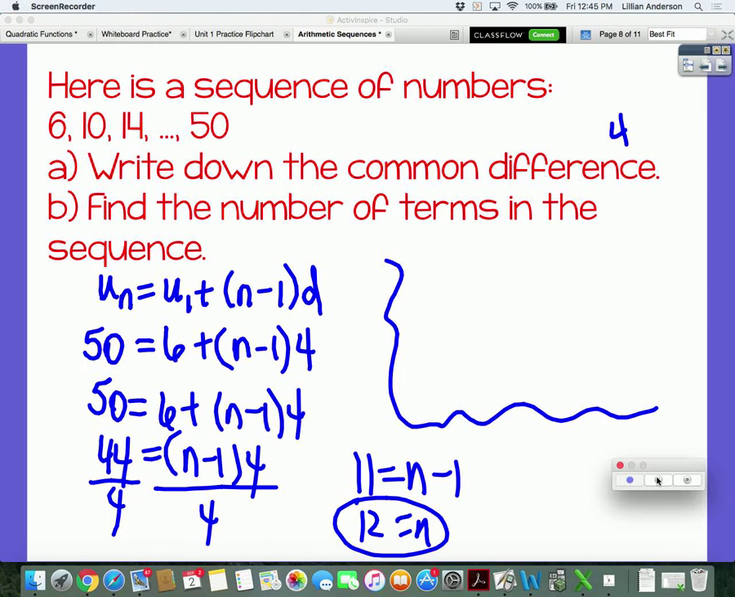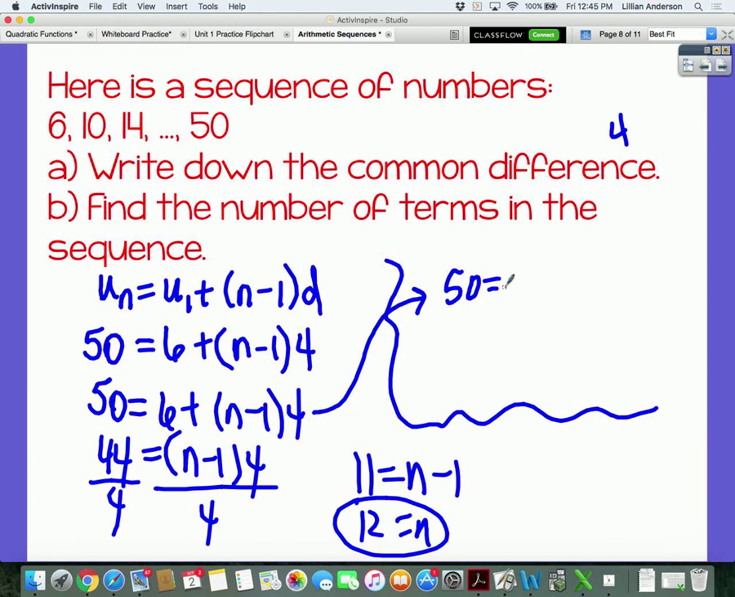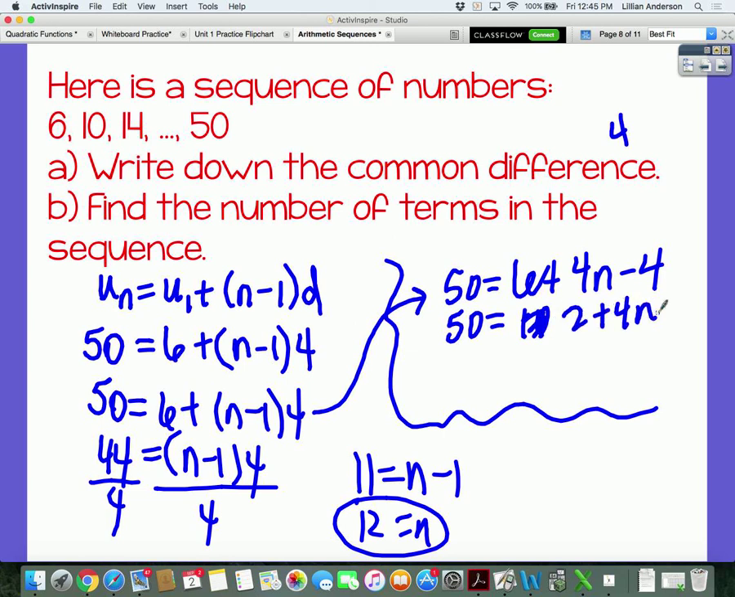Another way that you could have solved this problem was at this step to distribute. You could distribute to get 4n minus 4. Okay? You could have combined like terms to get 2 plus 4n, subtracted 2 from both sides, and then divided by 4. So you still would have ended up with the same answer of 12. Okay? I messed up. I put 10, it should just be 2 plus 4n. Okay?